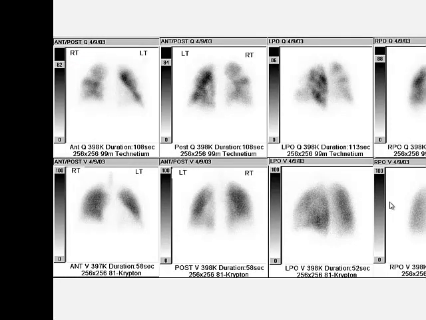So what do you think of this? Okay, so we're looking at the ventilation. Ventilation looks on the whole pretty good, doesn't it? Whereas the perfusion is quite mottled, quite abnormal. So obviously there are areas of mismatch. There are multiple areas, bilateral. This is a high probability scan. Agreed?